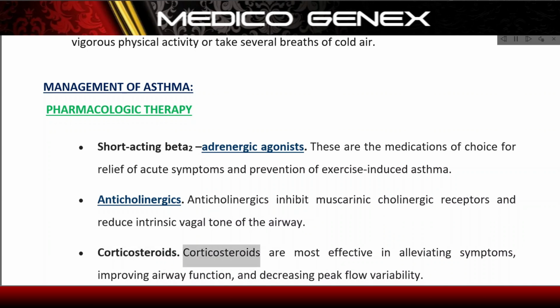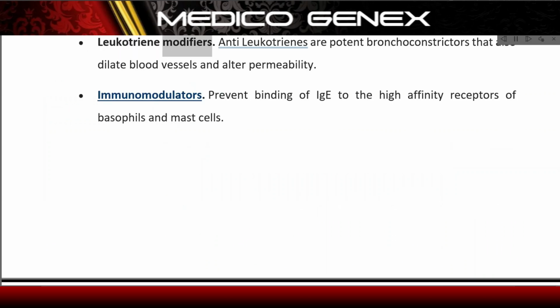Corticosteroids. Corticosteroids are most effective in alleviating symptoms, improving airway function, and decreasing peak flow variability. Leukotriene modifiers. Anti-leukotrienes are potent bronchoconstrictors that also dilate blood vessels and alter permeability. Immunomodulators. Prevent binding of Ig to the high-affinity receptors of basophils and mast cells.